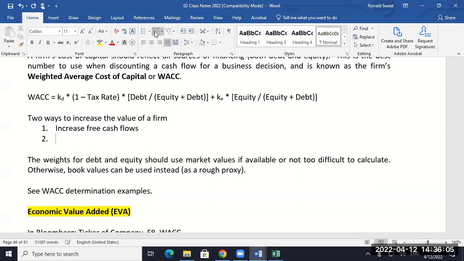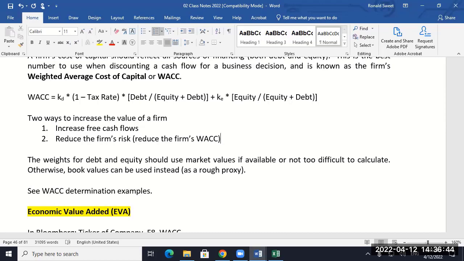But the second thing is reduce the firm's risk, which means reduce the firm's, I don't know why the M is not typing. Yeah, I'm typing the M. Someone switched the keys, I think. That's the M key. There's the N key.